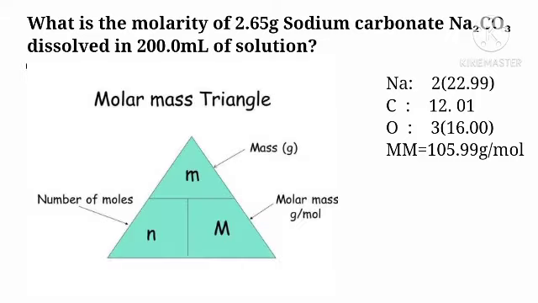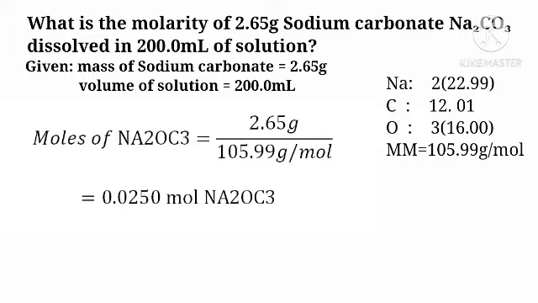This is the molar mass triangle. To get the number of moles, we have to divide the mass by the molar mass. 2.65 grams divided by 105.99 grams per mole. We cancel the grams, then divide. The answer is 0.0250 moles of sodium carbonate.